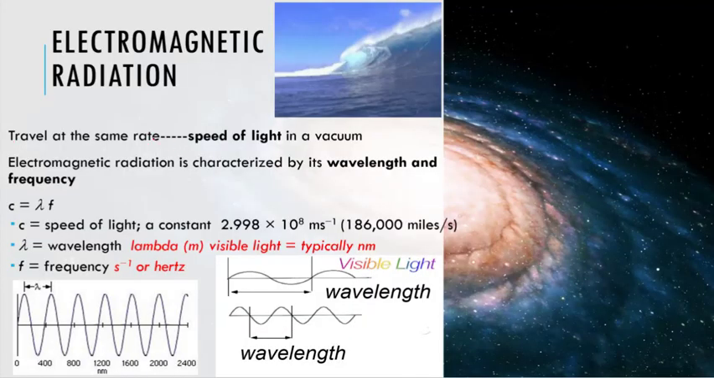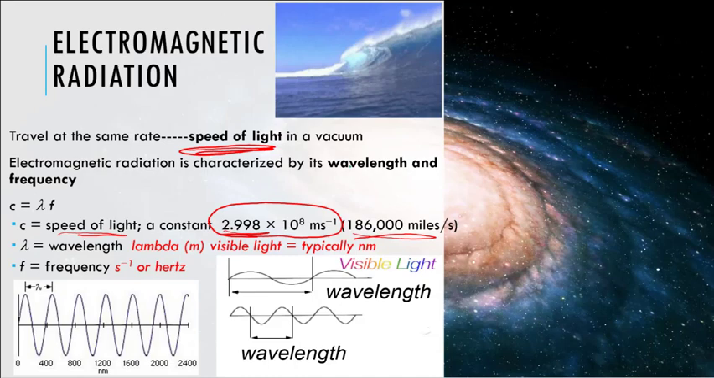Electromagnetic radiation travels at the same rate, the speed of light in a vacuum. It doesn't matter if we're talking about X-rays or radio waves or visible light or ultraviolet light. The speed of light is 2.998 times 10 to the 8th meters per second, which is equivalent to 186,000 miles per second. Electromagnetic radiation is characterized by its wavelength and its frequency. So we use this equation here: speed is equal to wavelength times frequency.